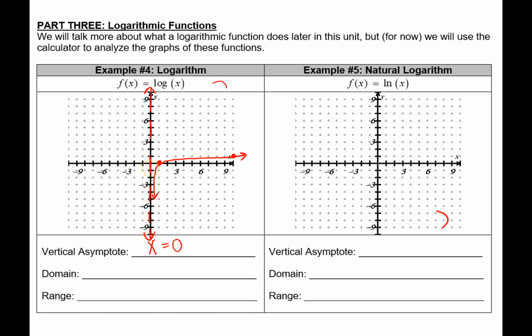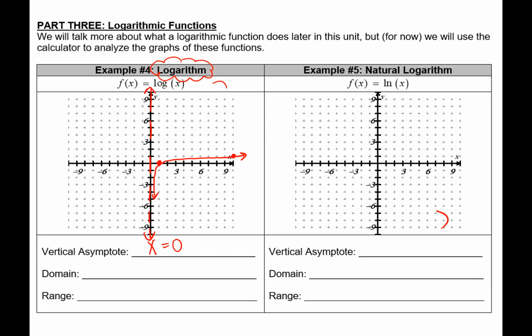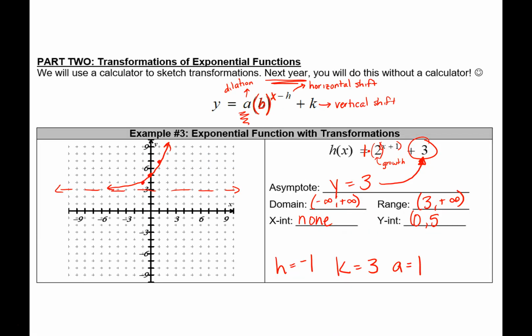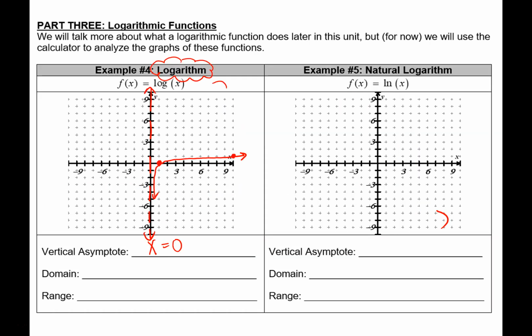Notice that for a logarithm, we now have a flipped asymptote. Instead of having a horizontal asymptote like we had before, we've got a vertical asymptote. The x and the y flipped. The domain and the range are also going to be flips. Did you notice that for the previous problems for the domain, we had all real numbers for all of them? They went infinitely to the left and infinitely to the right.